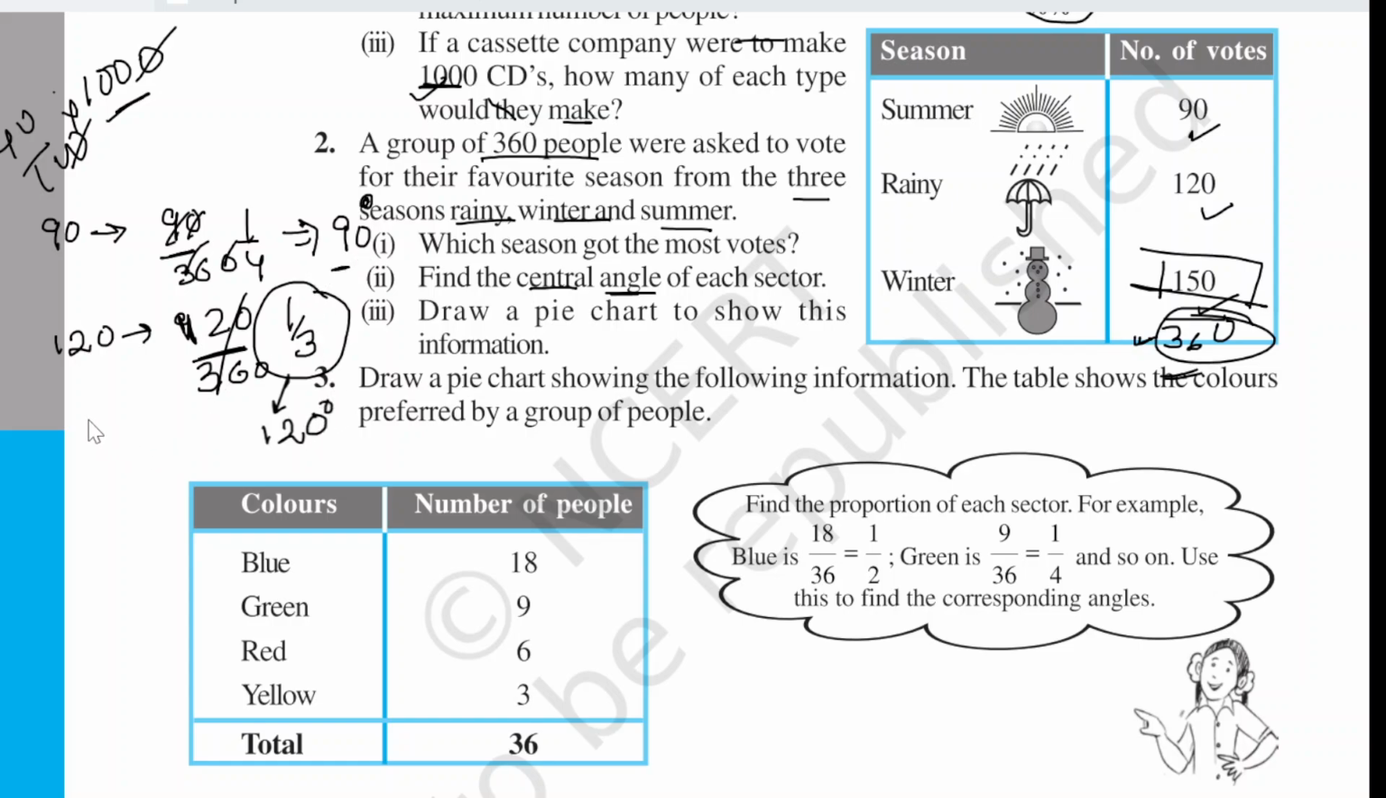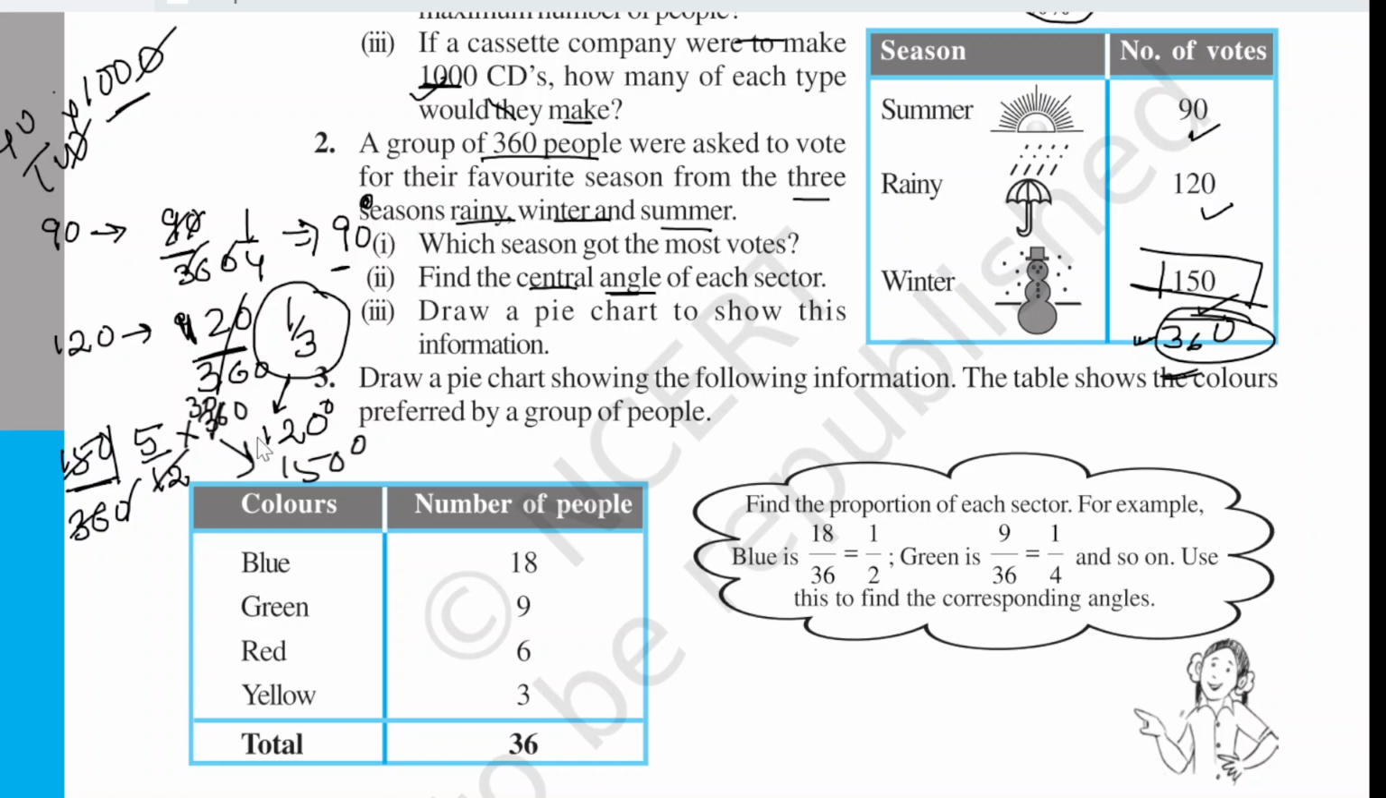And for winters, that is 150. The central angle in terms of fraction is going to be 5 by 12 of the central angle. The central angle is how much? 360. So it is going to be 150 degrees.